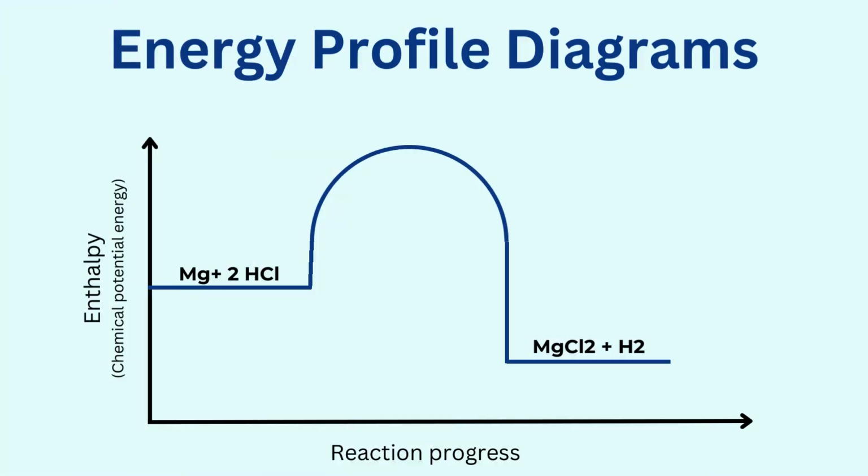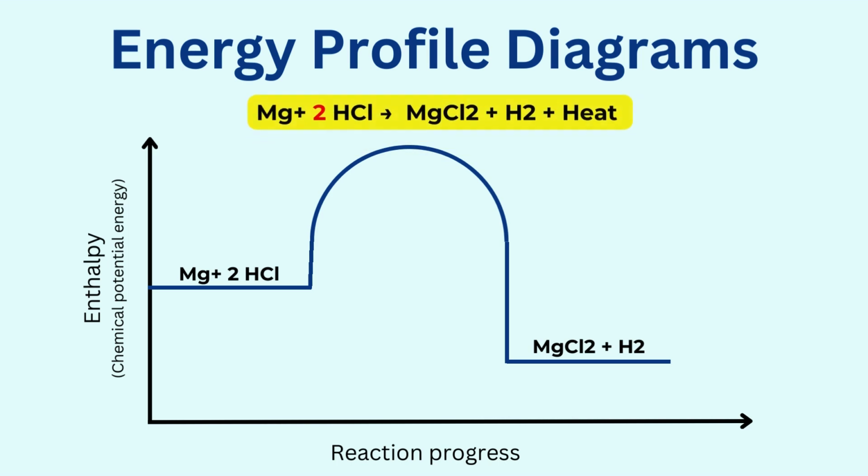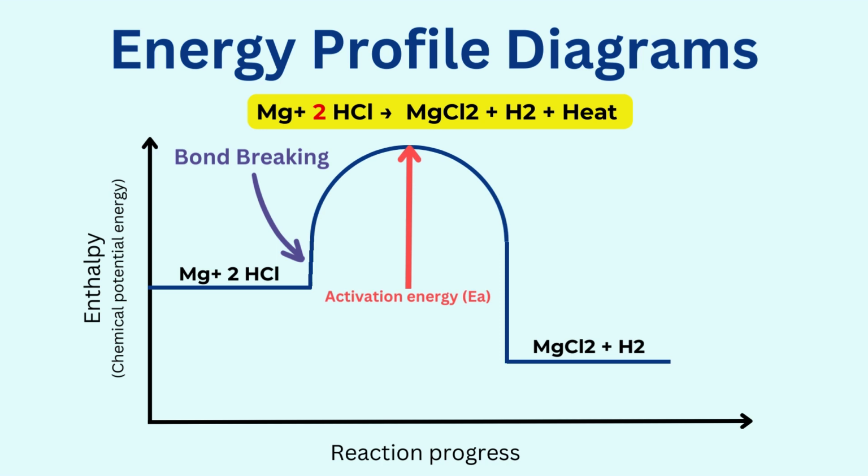When discussing reaction rates, we will often encounter energy profile diagrams, which illustrate the journey of a chemical reaction, providing valuable insights into key features. Consider the exothermic reaction between magnesium and hydrochloric acid. The reactants start the process with a certain amount of potential energy. As the reaction progresses, bonds within the reactants are broken, requiring an initial input of energy. The energy associated with this phase is the activation energy.